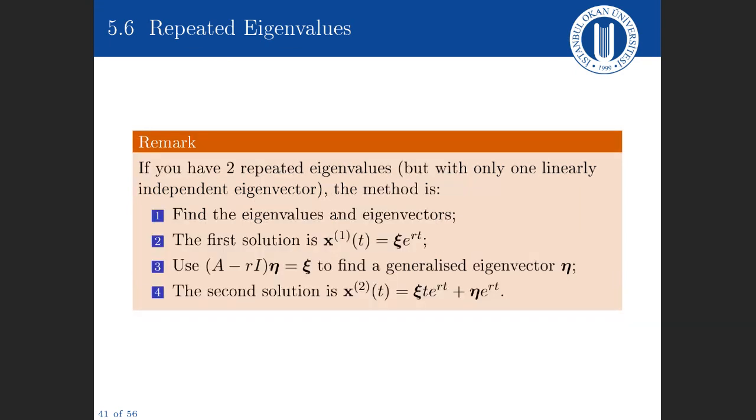So the method is this. We have two repeated values, but only one linearly independent eigenvector. Step one, find the eigenvalues and the eigenvectors. The first solution is eigenvector multiplied by e to the power eigenvalue t. Step three, we need to find a generalized eigenvector eta, and we use the equation (A minus rI) eta is equal to xi. And then we know that the second solution is eigenvector t e to the power eigenvalue t plus generalized eigenvector e to the power eigenvalue t.